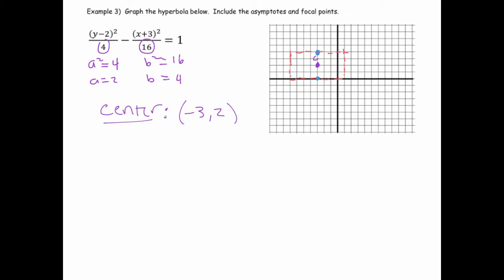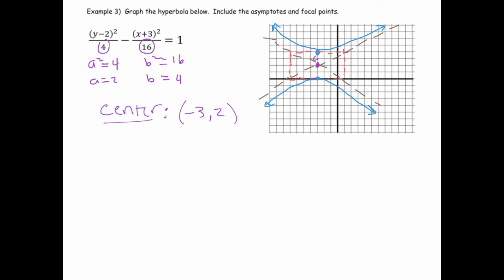So now we know that my asymptote is going to go through the center and through the diagonal, or through the corners, I could say, of this rectangle. So if you dash those in, then we've got a way of actually sketching it in blue, sketching my hyperbola. So we know it goes through there, and it's going to follow those asymptotes. Okay, it says include the asymptotes and the focal points, so I've done that.